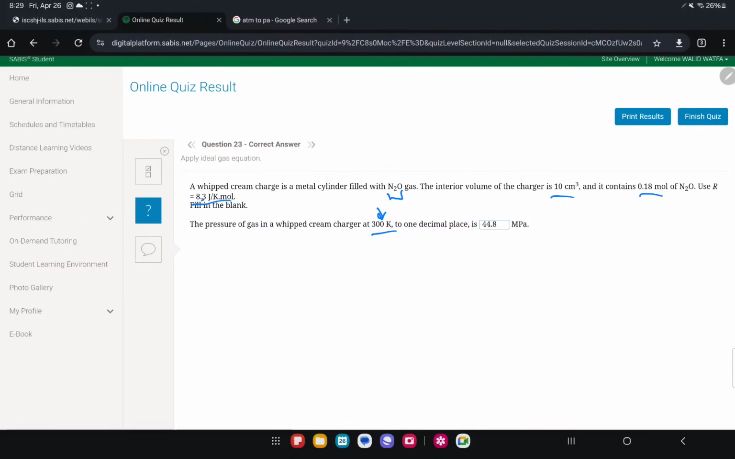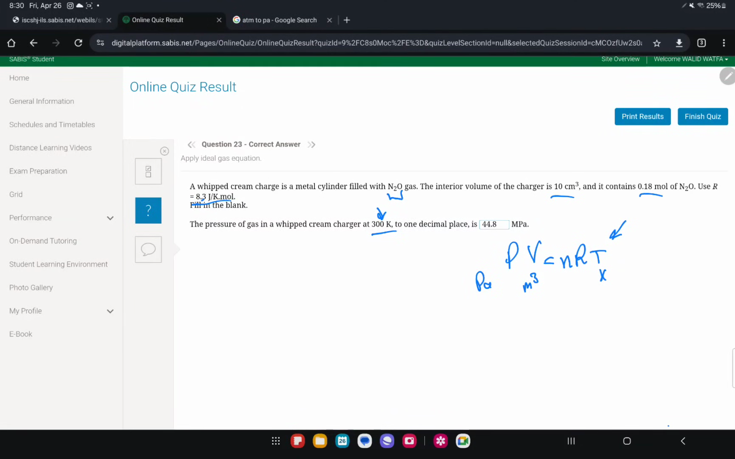So obviously we need pressure. We have volume, we have the moles, we have the R, we have the T. Obviously we have to use PV equals nRT, right? And when you're only using PV equals nRT, what did we say? We have to have pressure in Pascal, volume in meter cube, and then moles. Temperature in Kelvin is already given in Kelvin. So let's solve this.